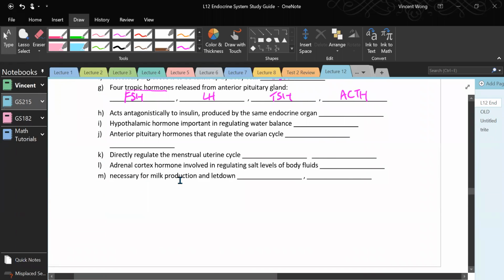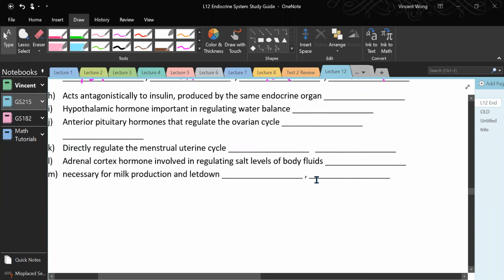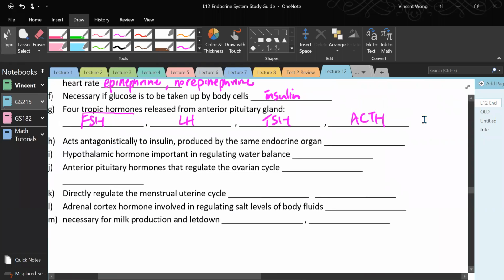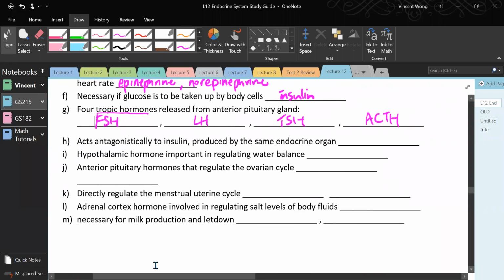Where am I? Right here. Next, acts antagonistically to insulin. So opposite to insulin, right? And it's produced by the same endocrine organ. That would be glucagon. Okay. They're both produced from the pancreas. Beta cells for the insulin, alpha cells for the glucagon.